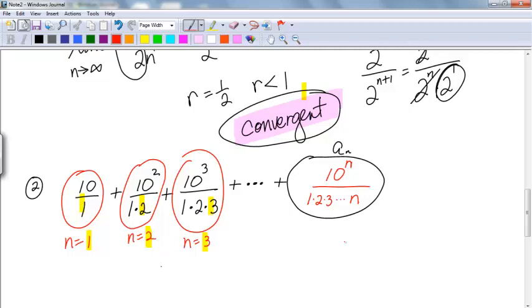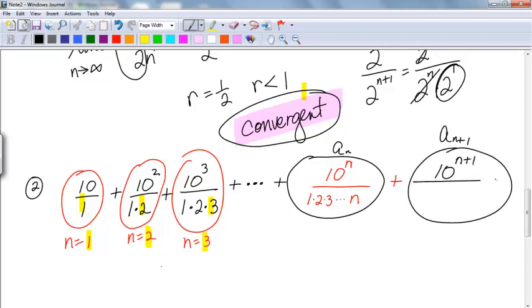Okay? Once you get your a sub n, then you got to get the a sub n plus 1. So you got to go one more. Once you get this a sub n, you've conquered a big part of the problem, because now everywhere you see an n, you're going to substitute in an n plus 1. So what's the numerator? Yep, 10 to the n plus 1. And then this is going to go 1 times 2 times 3 on up to n plus 1.